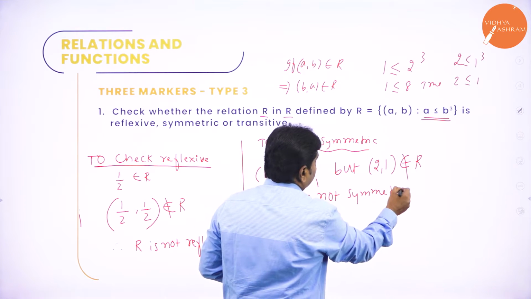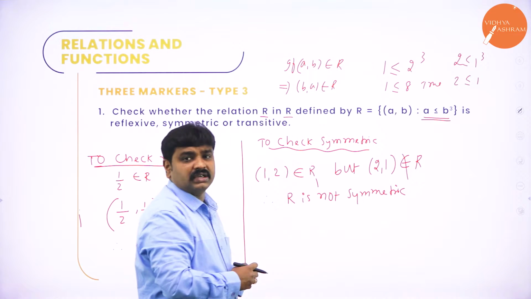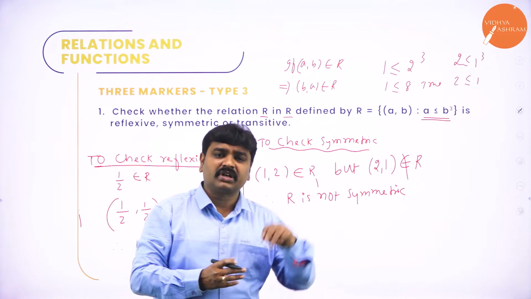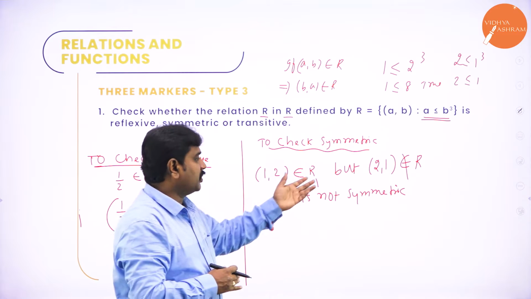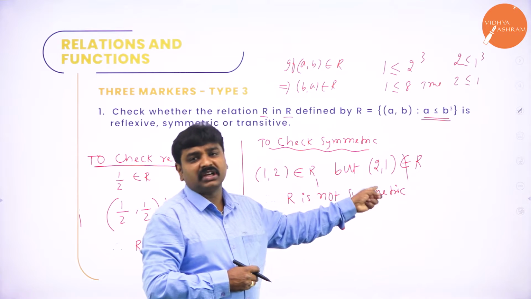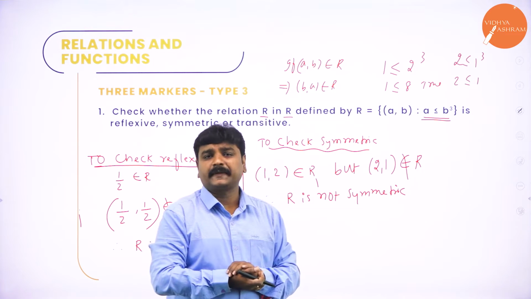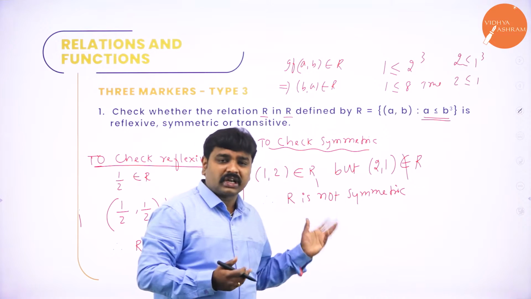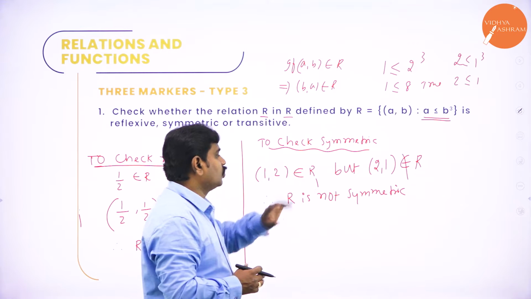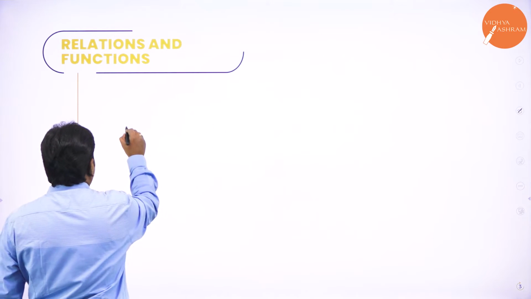So now we arrived at a result. It is not symmetric. How to prove it is not symmetric? Take one ordered pair. If you reverse it, it should not belong. Here (a, b) belongs but (b, a) does not belong, therefore R is not symmetric. Meaning 1 is related to 2 but 2 is not related to 1, therefore R is not symmetric. Now the last case, we will check whether it is transitive or not.